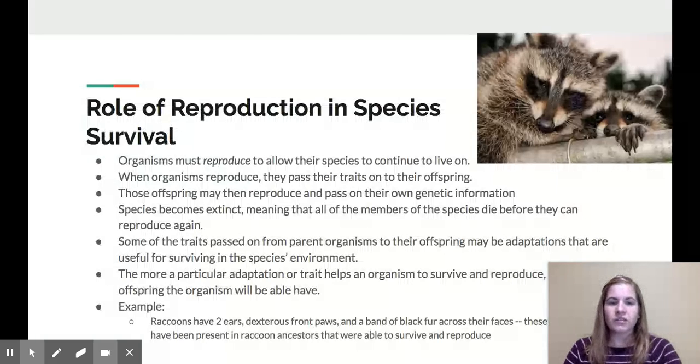So the first slide we did together as a class, so I'm not going to really go through it much, but one thing I'm just going to bring up is an example that talks about how reproduction does play a role in species survival. And the example they gave in the reading was all about raccoons. So raccoons have two eyes, they have dexterous front paws, and they have that band of black across their face. And basically, in order for them to have survived and reproduced, their ancestors must have also had the same traits. So it's showing that there was that adaptation that occurred that made them look this way, have these specific features that enabled them to survive.